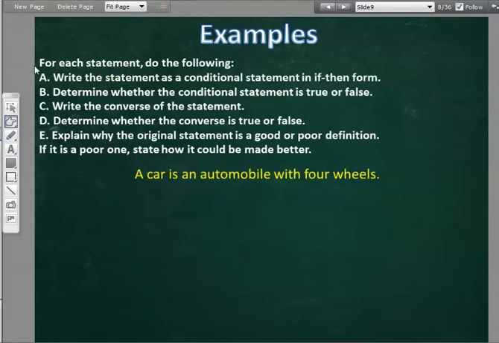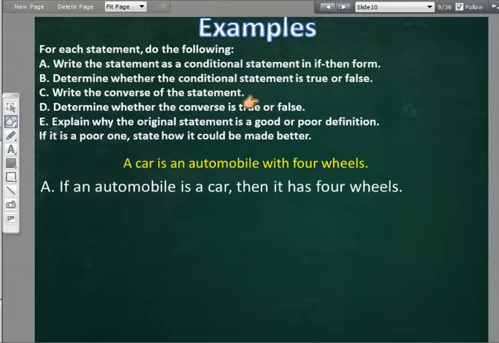So let's look at some examples. It says for each statement do the following. Write the statement as a conditional statement in if-then form. A car is an automobile with four wheels. So you could take part A and rewrite it to say if an automobile is a car, then it has four wheels. Part B says determine whether the conditional statement is true or false.